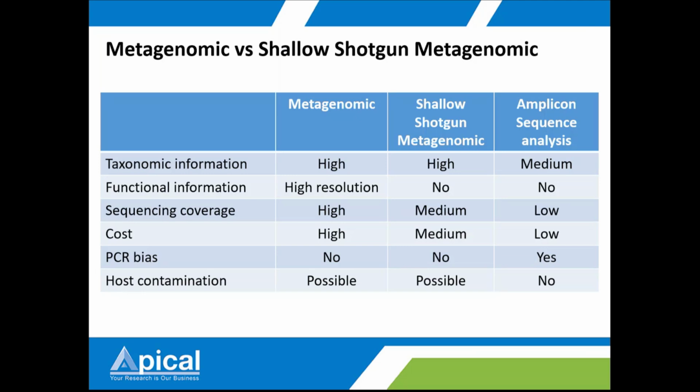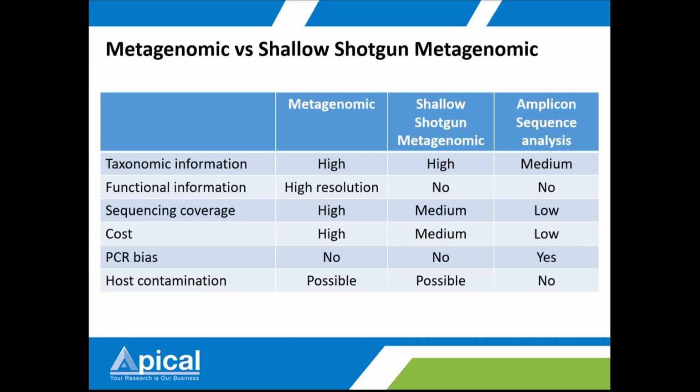Looking into the sequence coverage, for metagenomic you need high sequence coverage, a minimum of 6 GB. For shallow shotgun, you need minimal sequence coverage, about 1 to 3 GB of sequence data. While for Amplicon sequence analysis, you only have very low coverage, even less than 1 GB. This leads to differences in the cost of running these analyses.